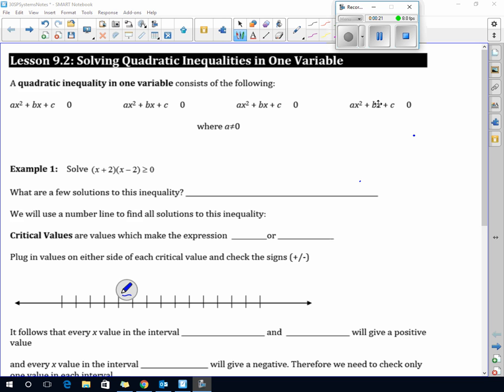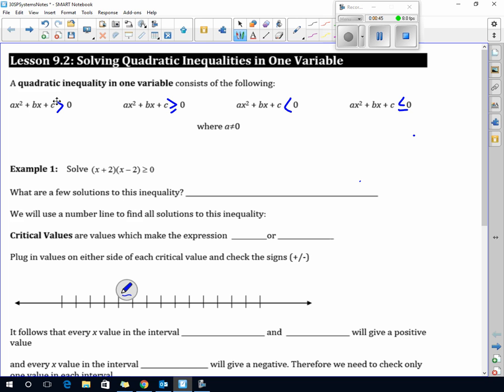Yeah. So a quadratic inequality in one variable consists of ax squared plus bx plus c is, say, greater than 0, greater than or equal to 0, less than 0, or less than or equal to 0. Where, of course, a cannot equal 0. Why can a not equal 0?